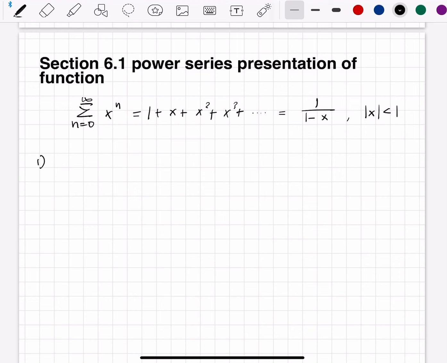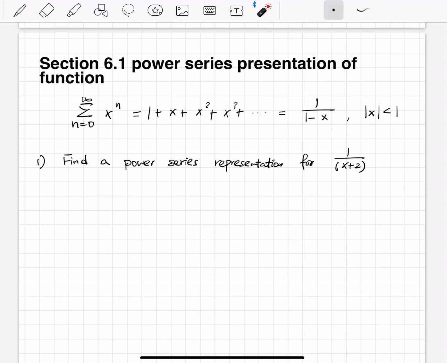So the first example we have is we want to find a power series representation of the function 1 over x plus 2. In order for us to use this concept to find the power series representation, we have to match this 1 over x plus 2 into 1 over 1 minus x. So how are we going to match them? So 1 over, let's rewrite as 2 plus x.